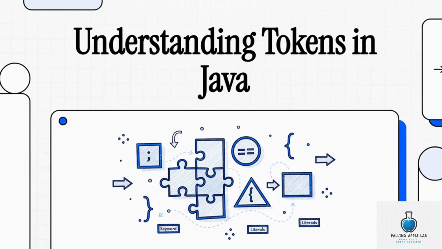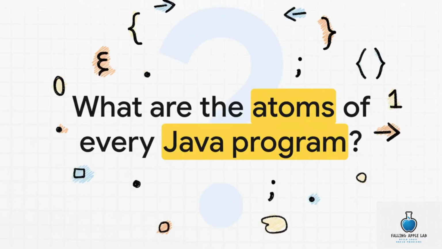Hey everyone, welcome. Today we're going to break down the code you write into its absolute smallest, most essential parts. We're talking about the fundamental building blocks of any Java program. Okay, so to get started, let's ask a pretty simple question. When a computer looks at your Java code, what are the absolute smallest pieces it can possibly recognize? What are the atoms of your program?